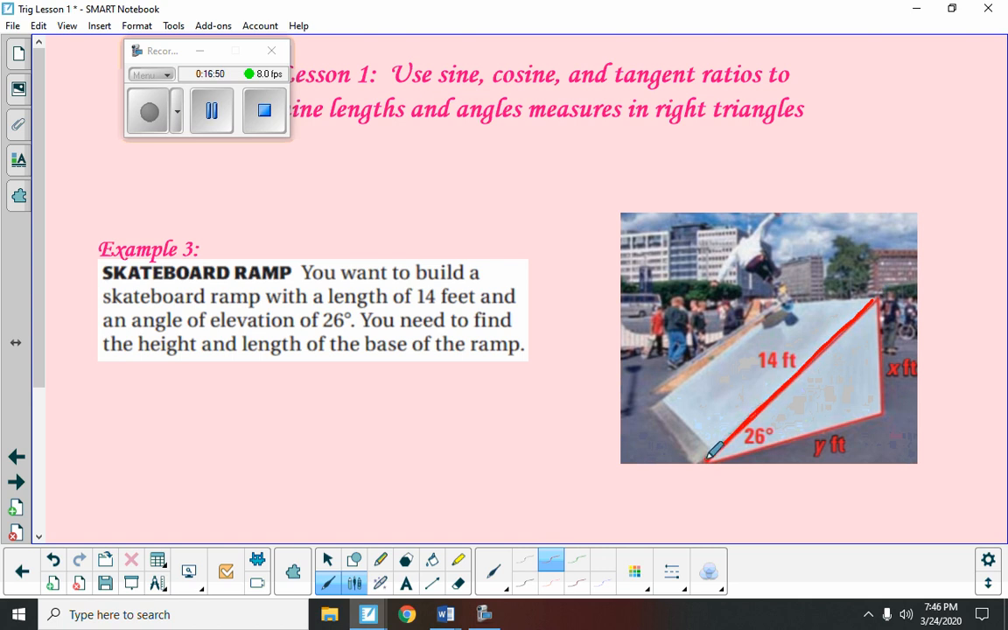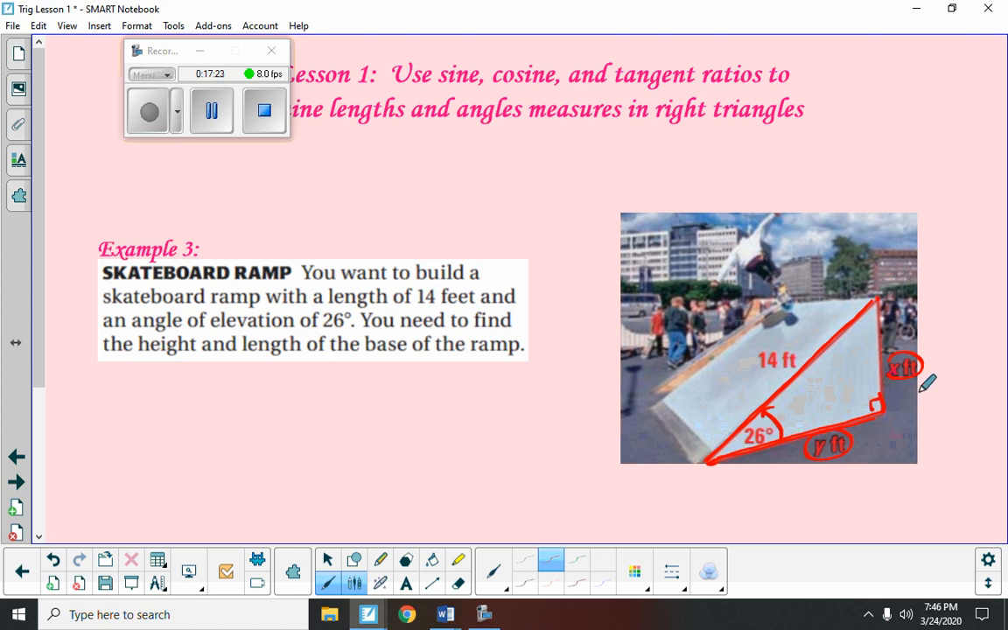So this is 14 feet. The angle of elevation means that if you're on the ground, it would be the angle that you turn up to look up, okay? So this is 26 degrees. We want to find the height of the ramp and the length of the base. So this is the base of the ramp, so this is y, and then the height of the ramp is the distance from the ground level, the perpendicular distance up to the top. Okay, that's going to be your height.